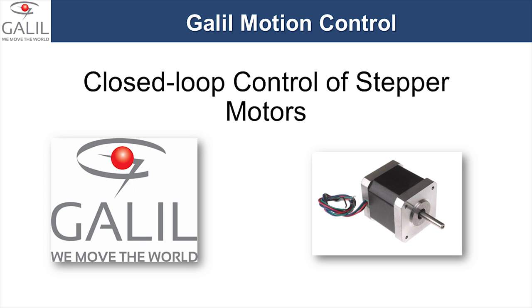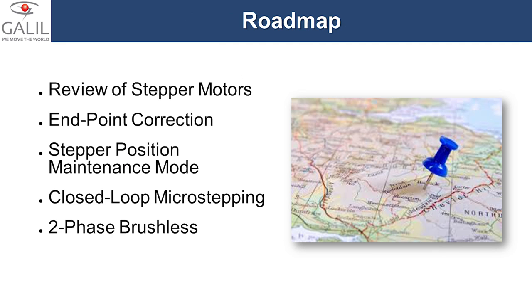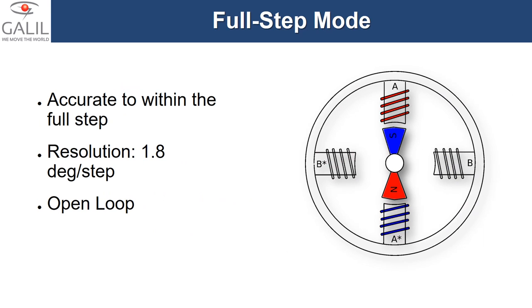Good afternoon, everyone. Today we're going to be talking about various forms of closed-loop control of stepper motors. Here's an overview of what we will be discussing. We are first going to review some of the basics of how a stepper motor works, including their benefits and drawbacks. Then we're going to discuss the methods to address the drawbacks, which are endpoint correction, stepper position maintenance mode, closed-loop microstepping, and two-phase control like a brushless DC motor.